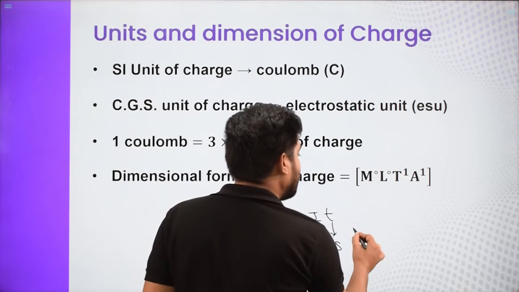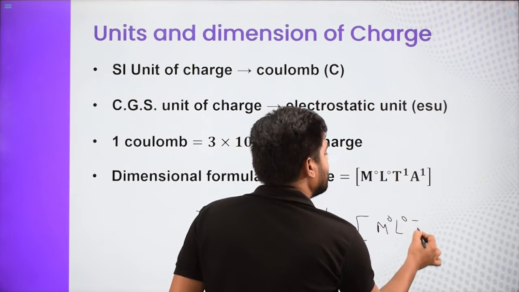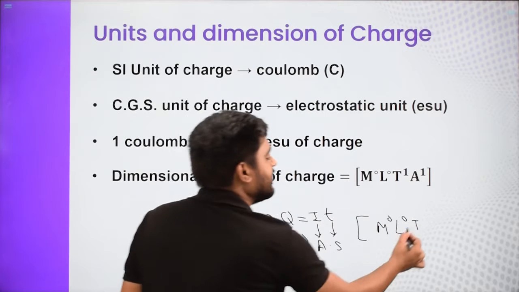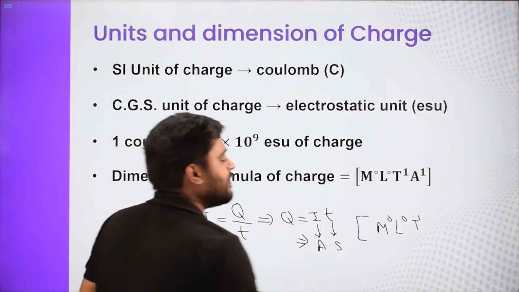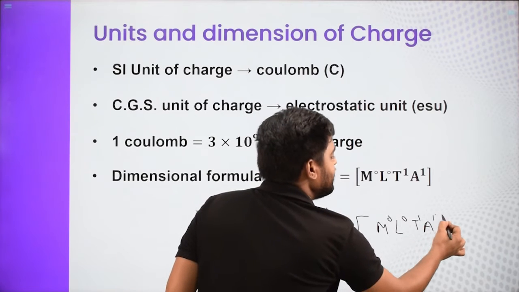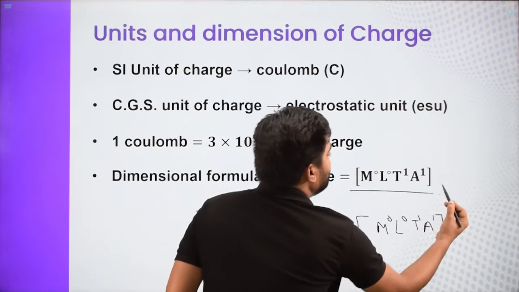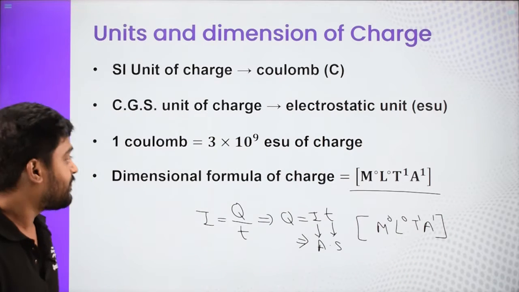And if I want to write the dimension, I'll say there is no mass, no length, time is raised to 1. Second is involved. And what about A? A is ampere. Ampere is also a fundamental unit and there is A raised to 1. So this is going to be the dimensional formula of the charge.